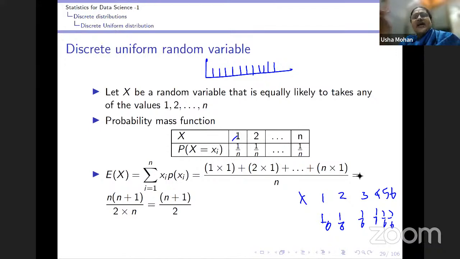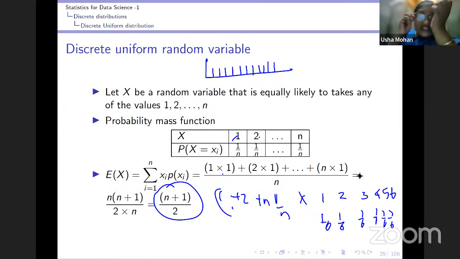Now, where would we use it? So X is taking the same value, 1, 2, 3, 4, 5, 6, rolling a die. Now, what is the expectation of this random variable? It will be 1 into 1 by n plus 2 into 1 by n plus up to n into 1 by n. So it is 1 plus 2 plus up to n, into 1 by n. What is 1 plus 2 plus up to n? It is n into n plus 1 by 2. So the expectation of this random variable is n plus 1 by 2.